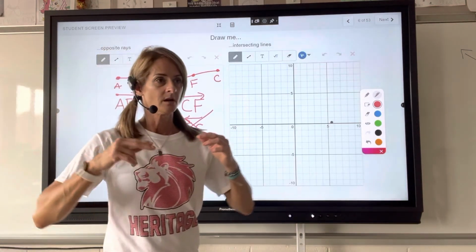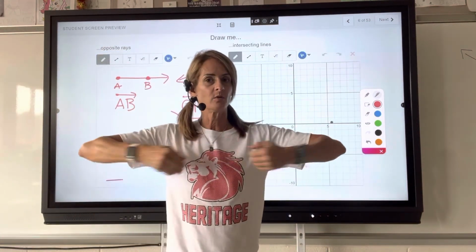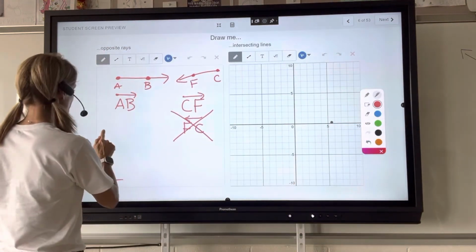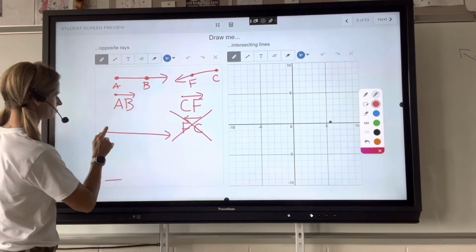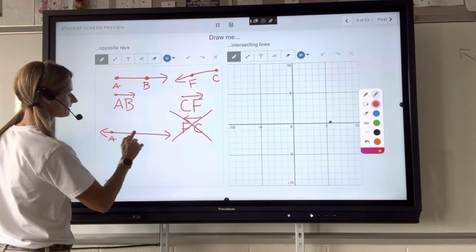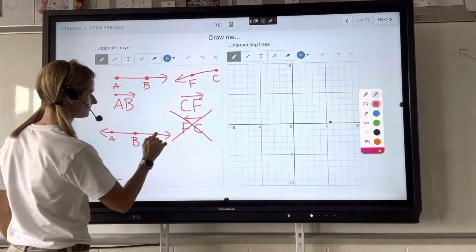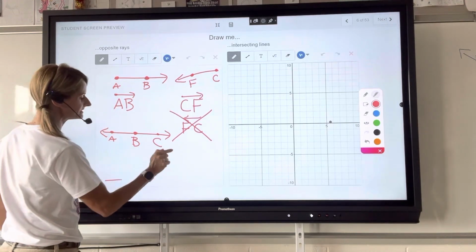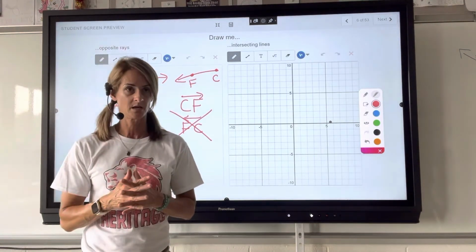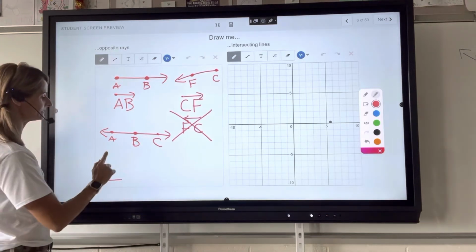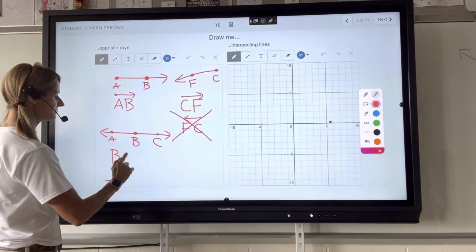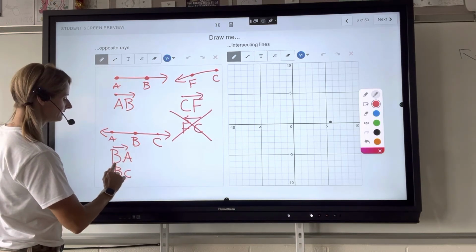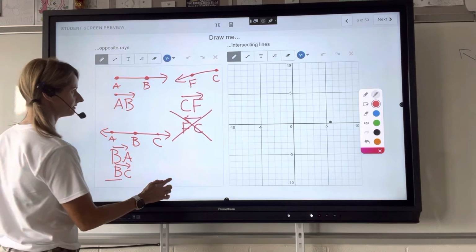Opposite rays are rays that have the same endpoint that go in opposite directions. So they form a straight line. So if you were to draw, we'll call this A, B, C. So now we have ray BA and ray BC. Notice they both start with a B. BA and BC, those are called opposite rays, and let's write them out. BA and BC are opposite rays, right here, opposite rays.